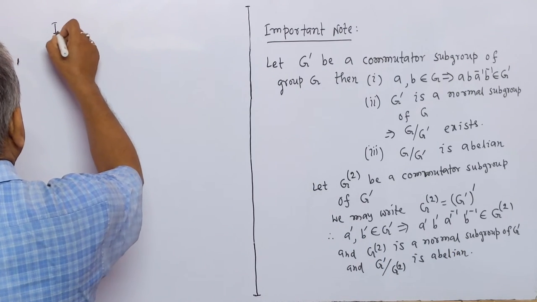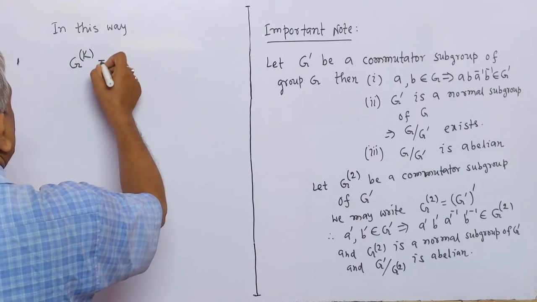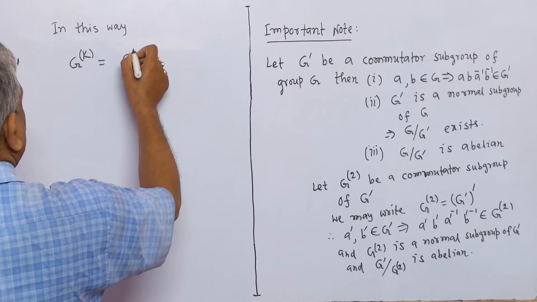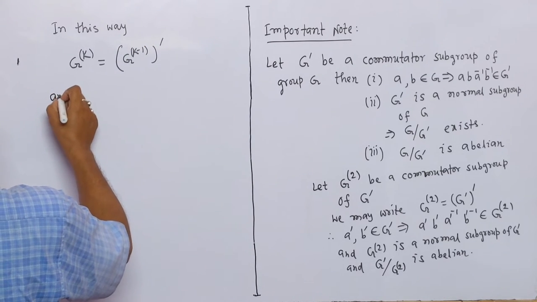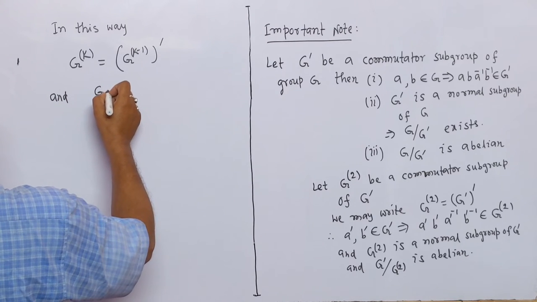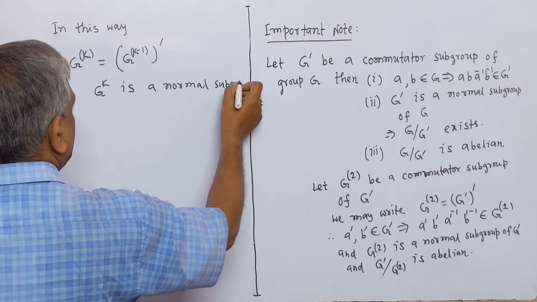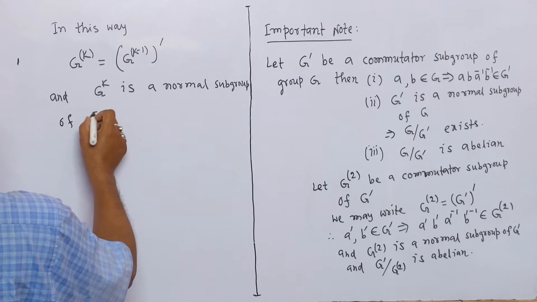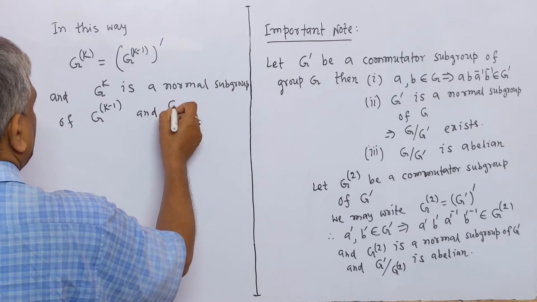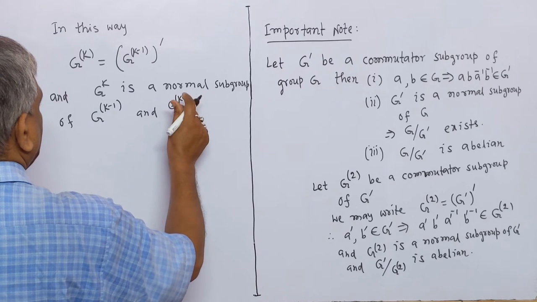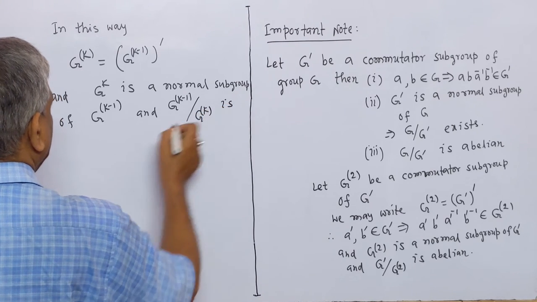In this way, Gk equal to here Gk minus 1 prime, and Gk is a normal subgroup of Gk minus 1, and quotient group Gk minus 1 by Gk is abelian.